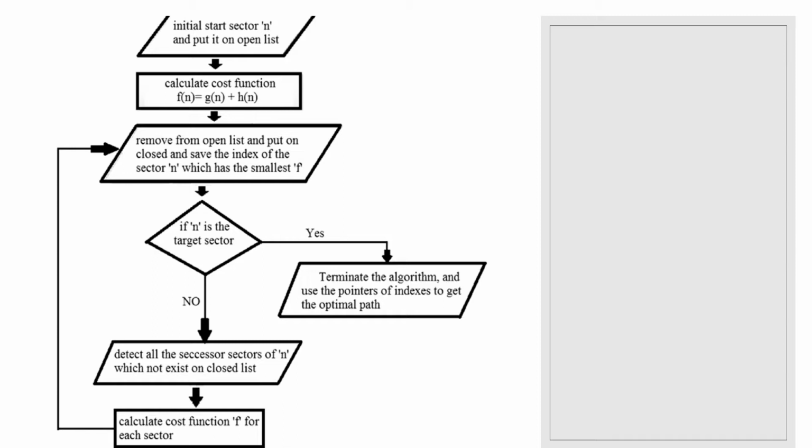Otherwise, you're going to detect all the successor sectors of n, which is pretty much its neighbors. And as long as they're not on the closed list, you're going to go back and compute the cost function of f for each one. And then after that, it'll look at all its neighbors. Usually it's stored in like a priority queue, and you're going to take the one with the smallest f out of all the neighbors, and that's the next node you're going to jump to. So once you jump to that one, then you're going to calculate all that one's neighbors' f values as well, and then keep going until you reach the target.